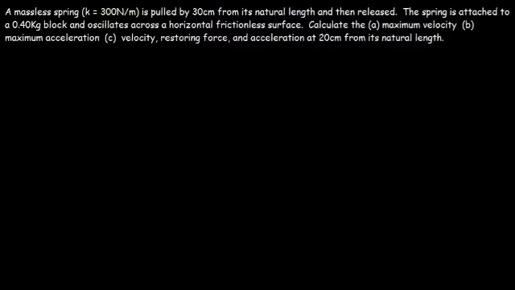Let's work on this problem. A massless spring is pulled by 30 centimeters from its natural length and then released. The spring is attached to a 0.4 kilogram block and oscillates across a horizontal frictionless surface. Now let's begin by calculating the maximum velocity. So if you want to, you can draw a picture.